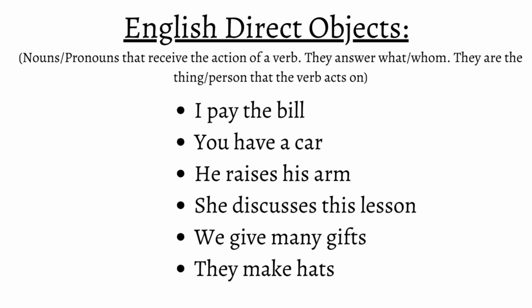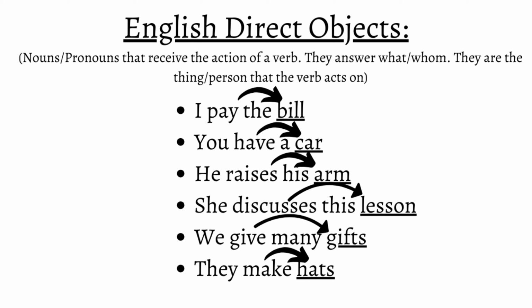Some simple phrases are: I pay the bill. You have a car. He raises his arm. She discusses this lesson. We give many gifts and they make hats. The direct objects in these sentences are all nouns because they all come after the verb by receiving its action.